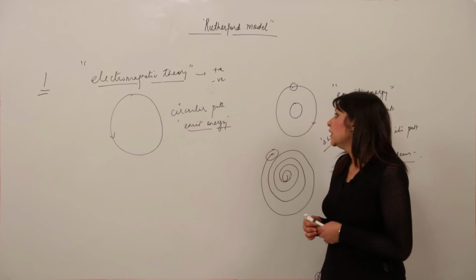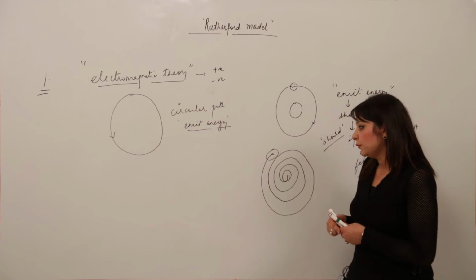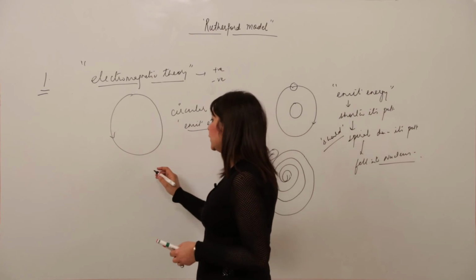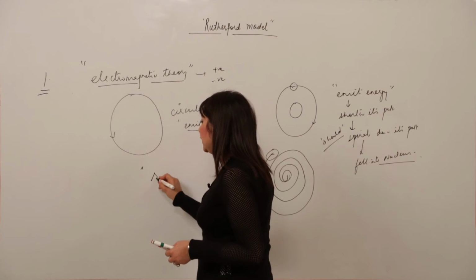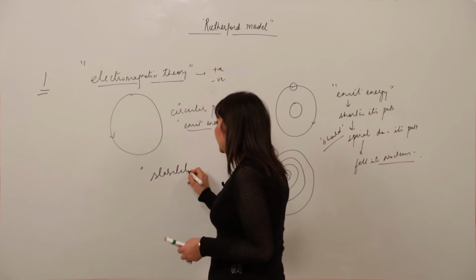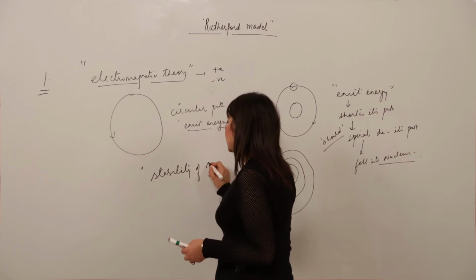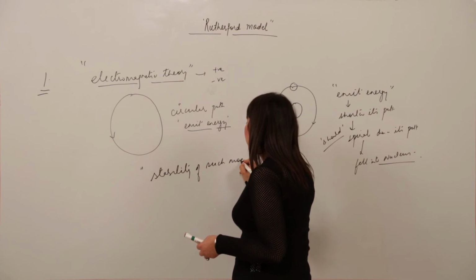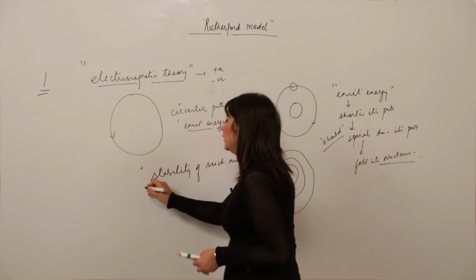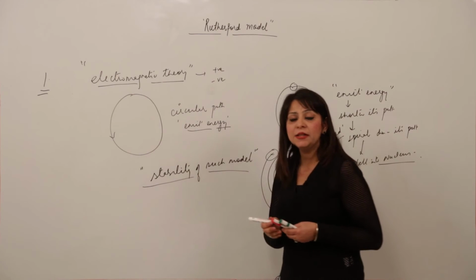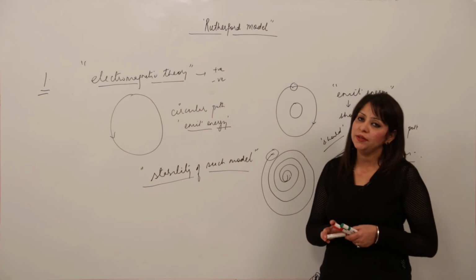So that means the Rutherford model was not a successful one. He actually failed to explain the stability of such a model. So this was the main drawback of the Rutherford model. This was the reason behind the failure of the Rutherford model.